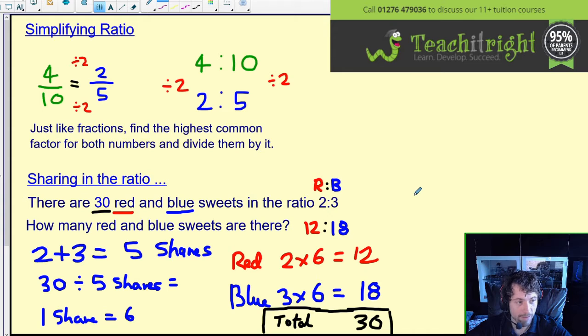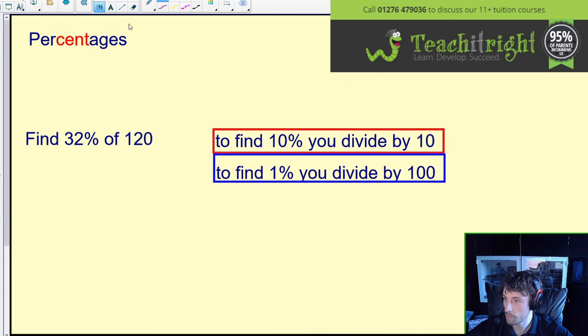Right, everyone. Hopefully that answers a few questions. What we're now going to move on to do is handle some percentage questions. So, percentages. One of the most important things when talking about percentages is to work out what percentage means.